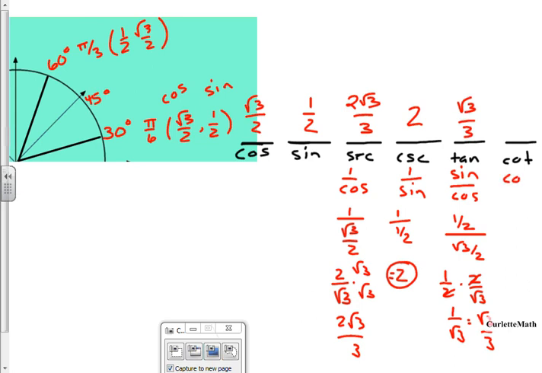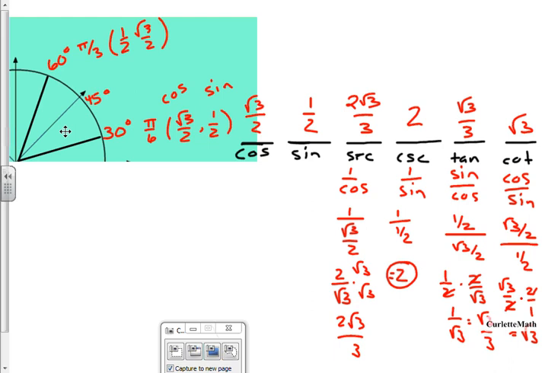Cotangent is the cosine over the sine, so we're going to get the square root of 3 divided by 2 divided by 1/2. So here we're going to have the square root of 3 over 2 times 2 over 1. Our 2's will cancel and we're left with the square root of 3. So that gives us all of our values there at 30 degrees and pi over 6.